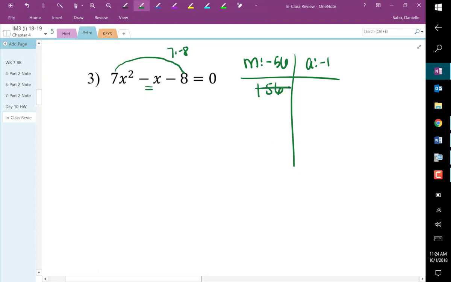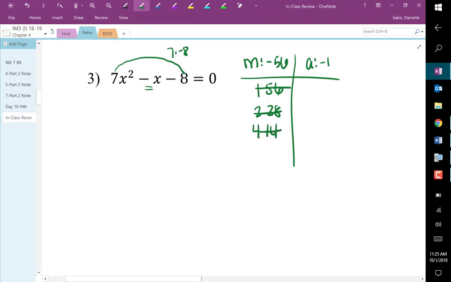When I do 56 divided by 2, what do you get? 56. So I have 2 and 28. Still not going to add or subtract to get me negative 1. Okay, so then I'm going to do 56 divided by 3. Doesn't work. It's a decimal. 56 divided by 4. 4 and 14. Still not going to work.